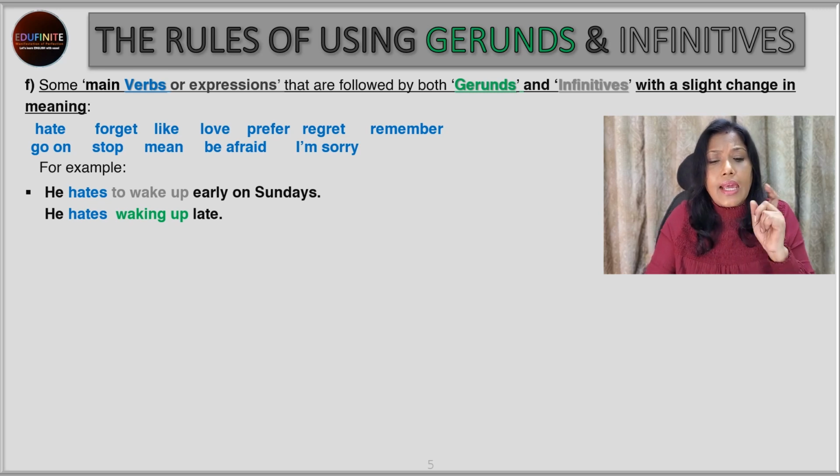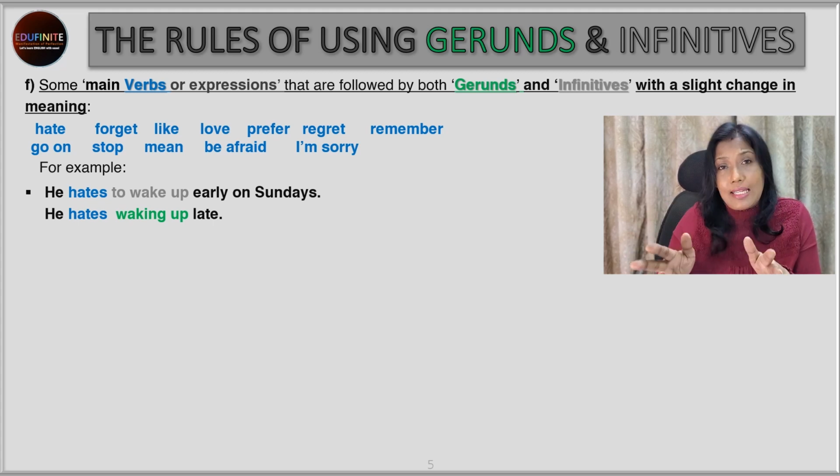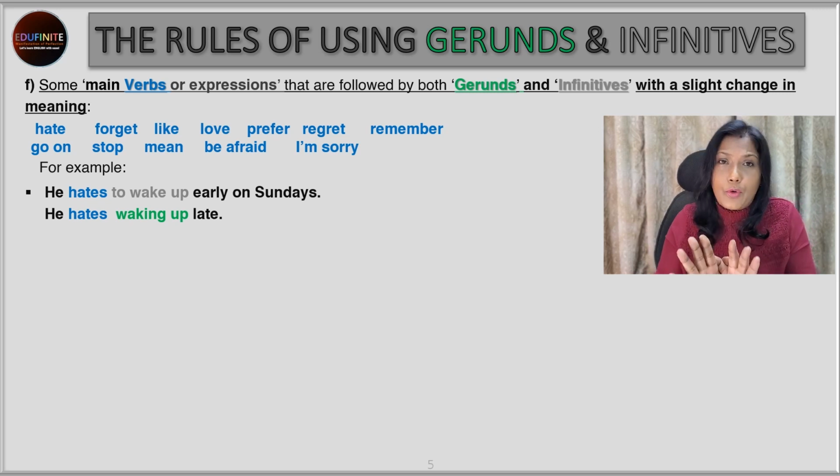Now, when we say he hates to wake up early on Sundays, that means it specifies that only on Sundays, when he's waking up early, he hates it. Rest of the week, it's fine for him. He can wake up early. But in the next sentence, when we say he hates waking up late or he hates waking up early, that means the whole act itself he does not like. Throughout, he just does not like it. So that's the difference in meaning.